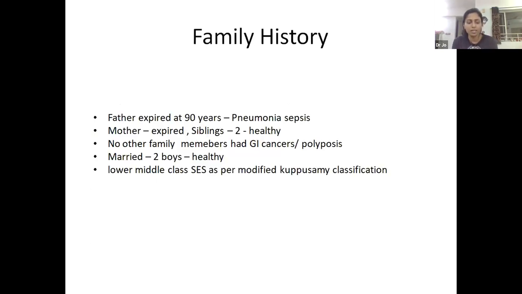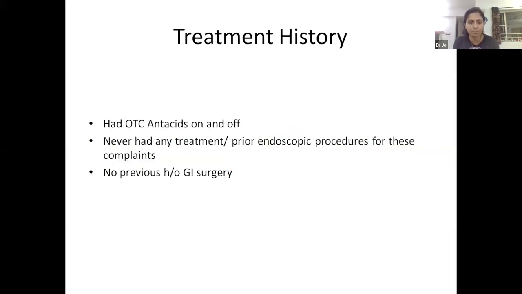Family history, his father expired at the age of 90 years with pneumonia, and mother expired due to old age related causes, not exactly known what is the cause. Siblings both are healthy. No other family members had GI cancers or other major GI illness. He's married, having 2 boys, both are healthy. Lower middle class socioeconomic status as per modified Kuppuswamy classification.